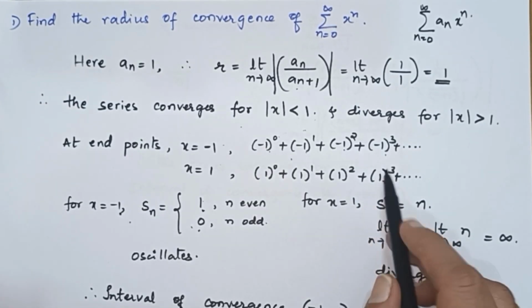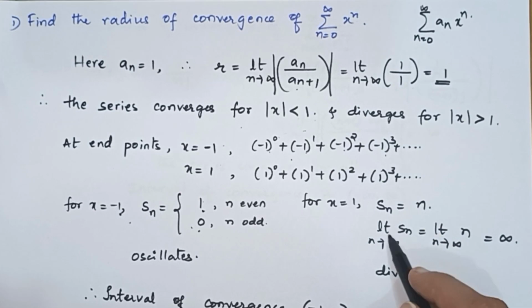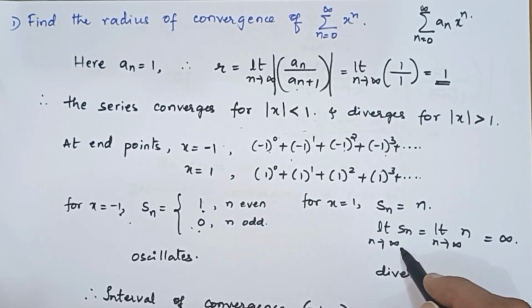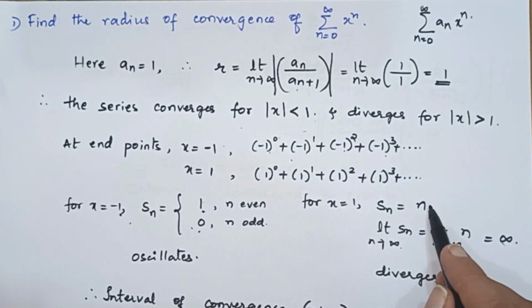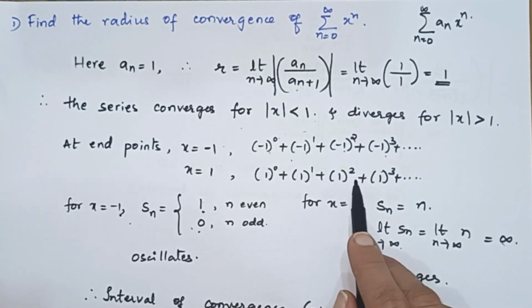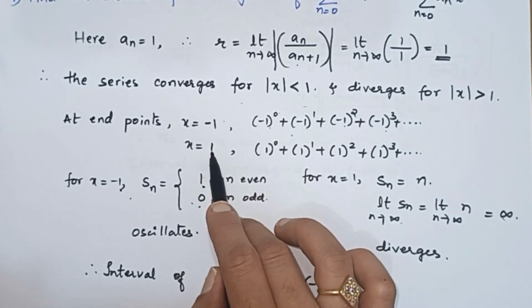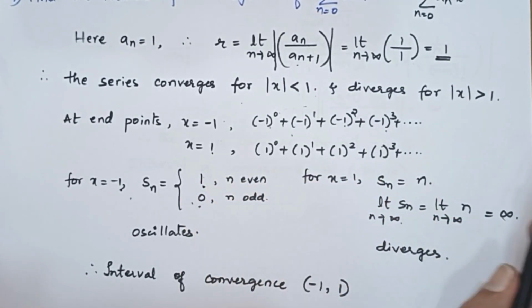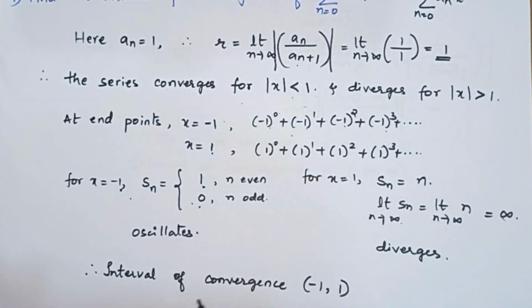So, the series converges if the sequence of partial sums converges. So find the limit of Sn as n tends to infinity, which goes to infinity. The sequence of partial sums is divergent, therefore the series is also divergent. Therefore, at the endpoints x equal to minus 1 and 1, the series is divergent. It converges only for mod x less than 1, hence the interval of convergence is (minus 1, 1).